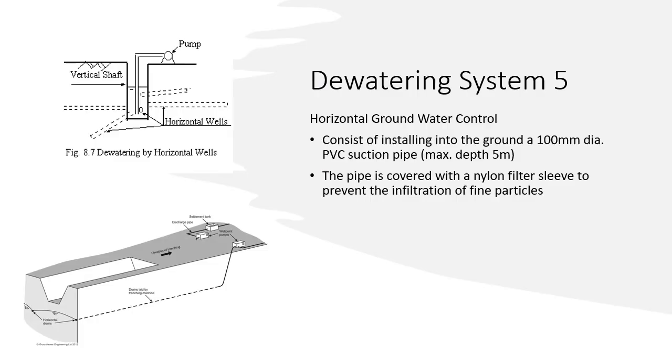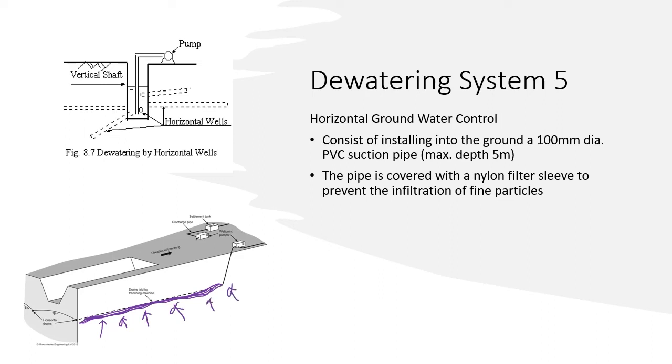removed. Horizontal groundwater control, consisting of installing into the ground 100 mm diameter PVC suction pipe. The difference dengan yang previous, semua yang lain adalah vertical. Pipe ni adalah letaknya horizontal, so dia akan suck into it like this.